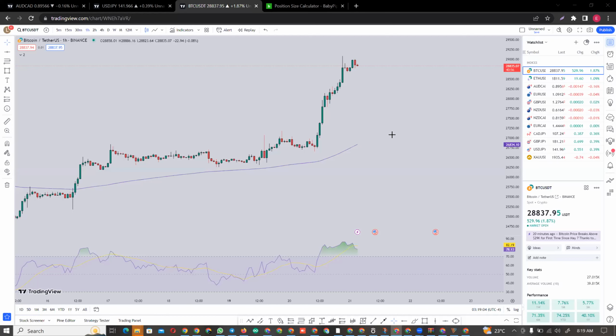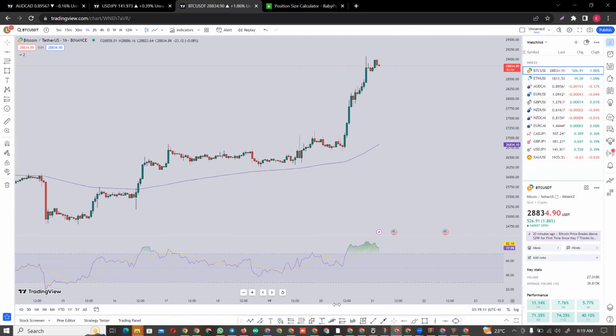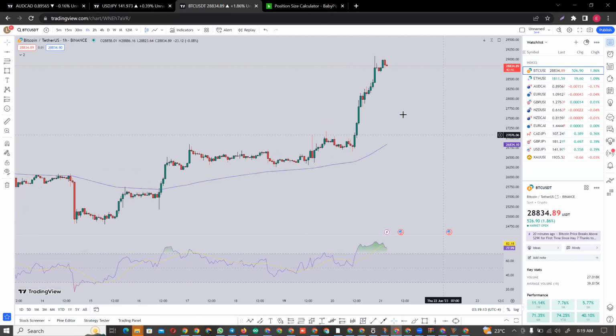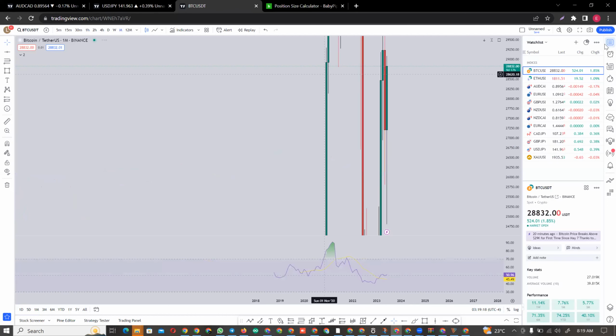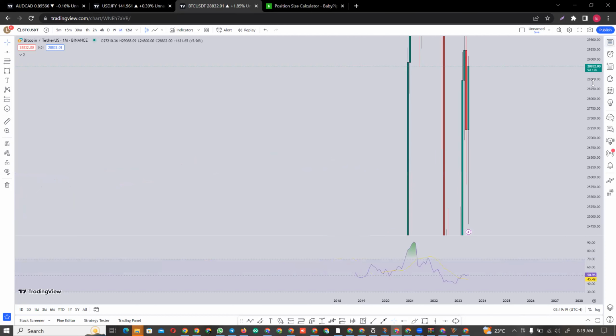What are you looking at? Which pair are you looking at? G? I'm actually looking at G right now. Okay, let's just do analysis fast.